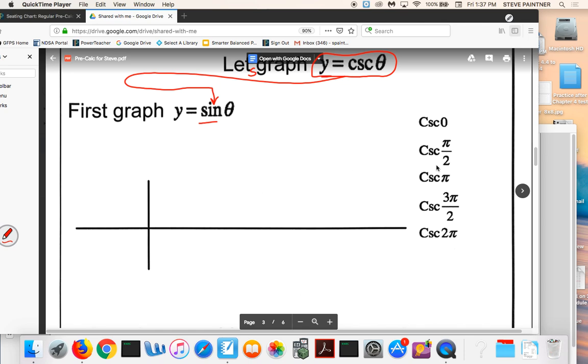This is something I've already tested you on. Don't look here. Just graph sine. Do not look anywhere else. Just graph sine.